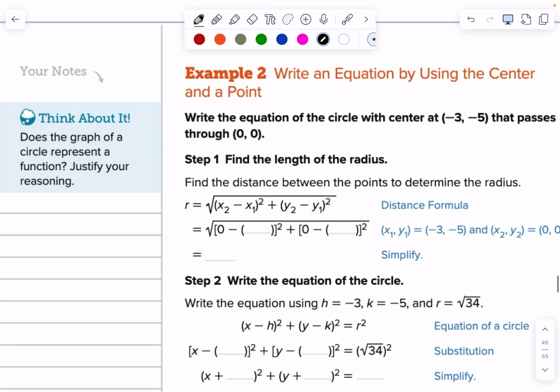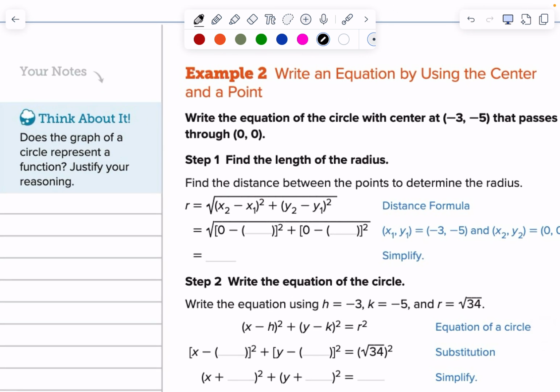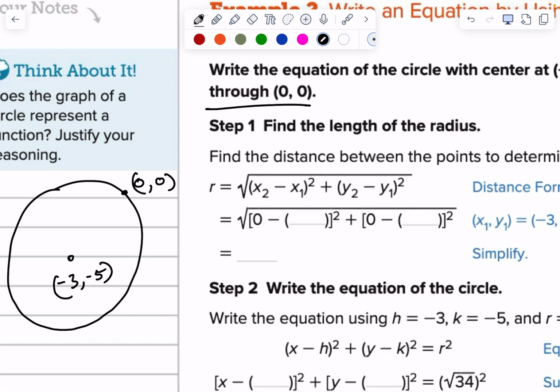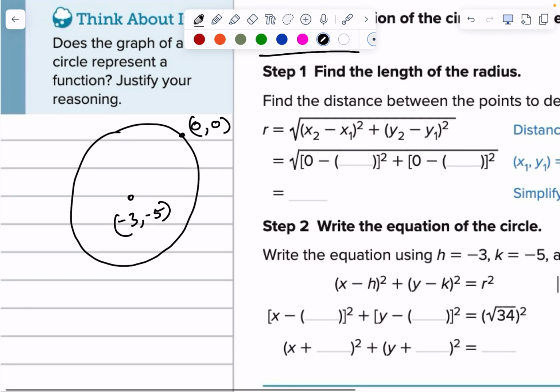They're going to say, write the equation of a circle where it has a center at -3, -5. Pay attention to this. The center is at -3, -5. Got it? And it goes through the point 0, 0. When it says it passes through 0, 0, that means 0, 0 is a point on the graph, right? So the two things that I need are center. Do I have the center? Yes. And I need the radius. Do I have the radius? No.